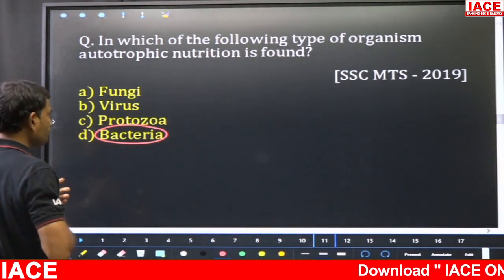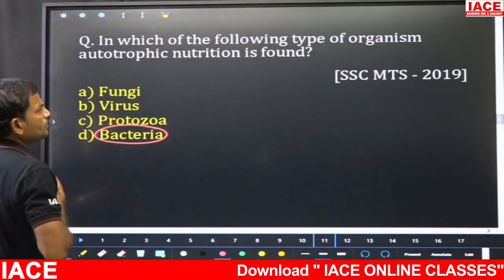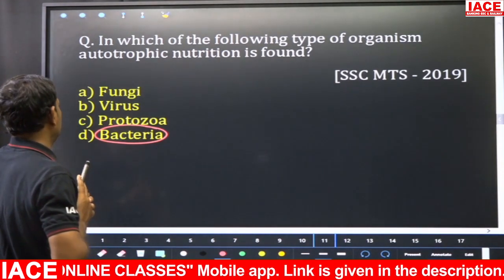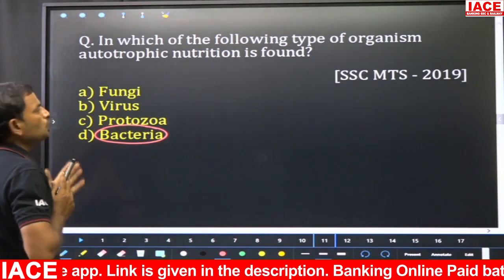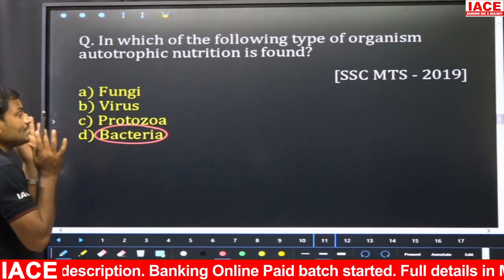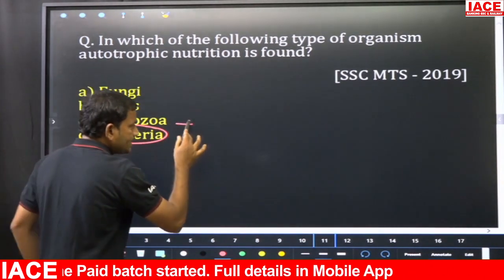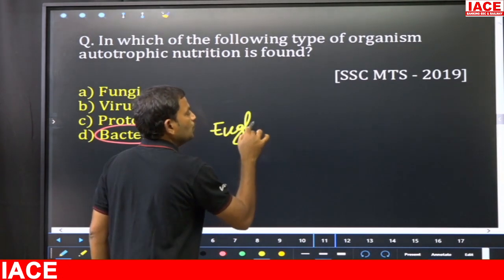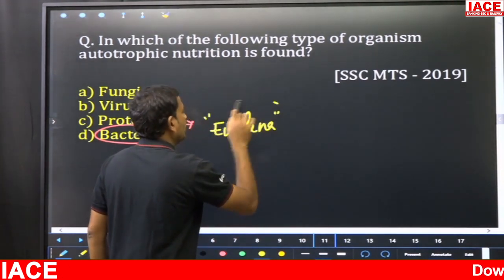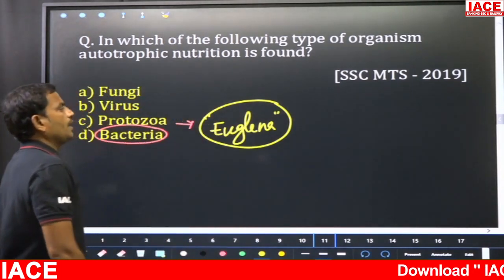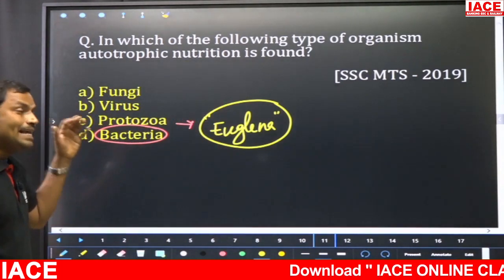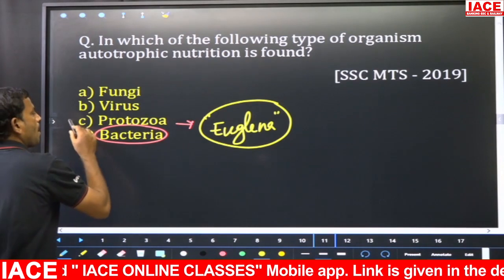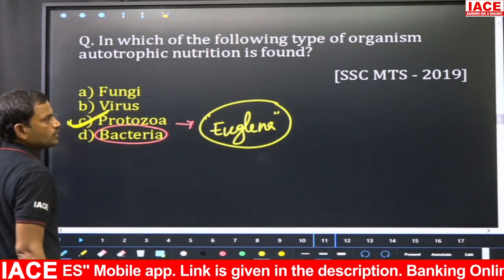If you come to the protozoa, this protozoa can also be treated as a heterotroph, but there are certain protozoans which can prepare their own food. For that, the best example you can take is Euglena. Since Euglena contains chlorophyll, it is able to prepare its own food, and it is a link between plants and animals. Clear? That's why option C can be considered as the right answer for this question.